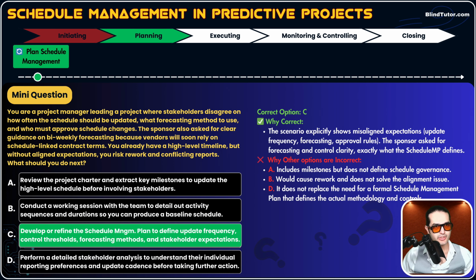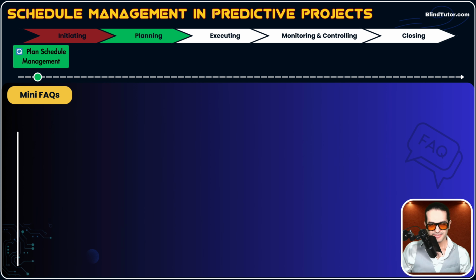And guess what? You know who's waiting for you? Mini FAQs. Let's get them done. Look up there, guys. Schedule management in predictive projects. What phase? Planning phase. What process? The first one, plan schedule management. And if there are still some remaining concerns and questions about this process, we're going to resolve them all together here in these mini FAQs.